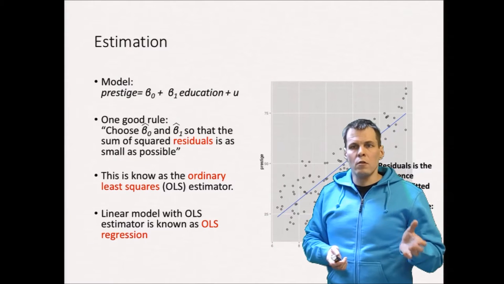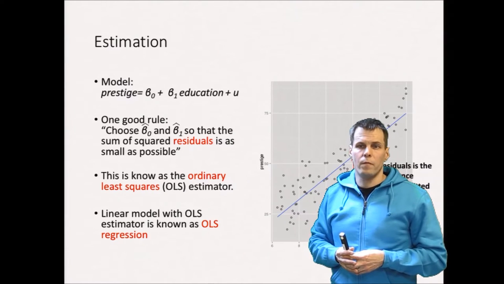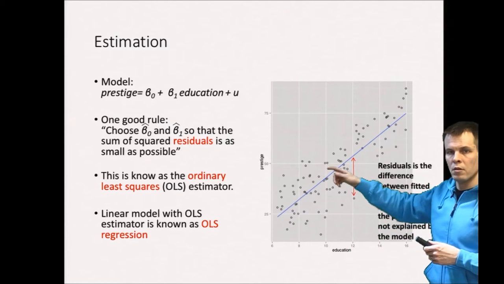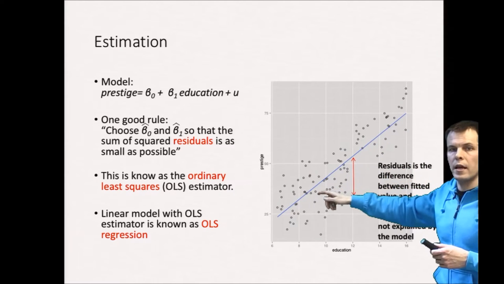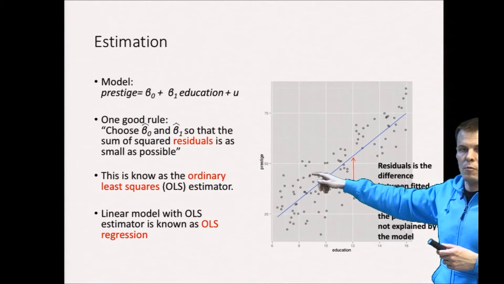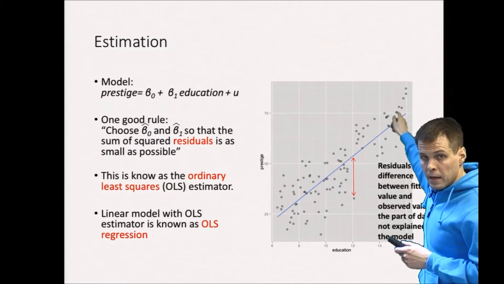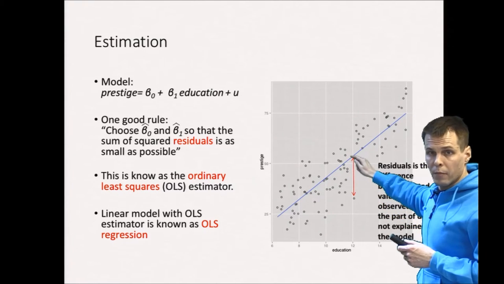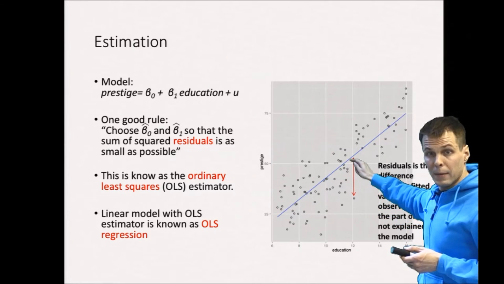One really good rule for estimating the regression model, actually the best rule, is to use the residuals. When we have a regression line here, we can see that the observations are not exactly on the line. Instead, they are somewhere around the line. And the line is the perfect prediction. So this is the amount of income that would be predicted based on your education level. And then the difference between the actual income and the income predicted by the model is called the residual. So that is the part of the dependent variable that the model doesn't explain.